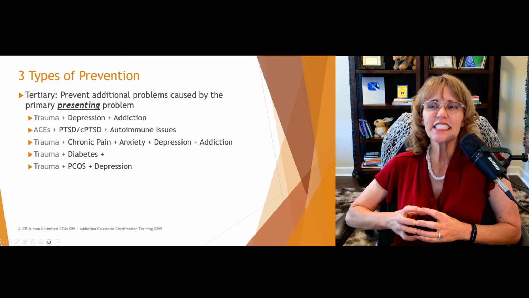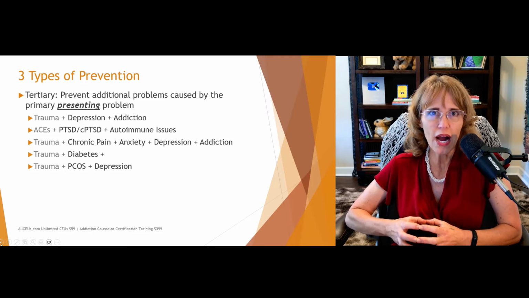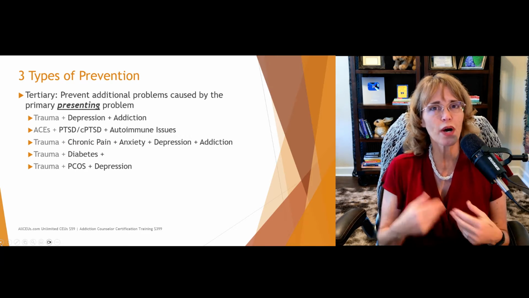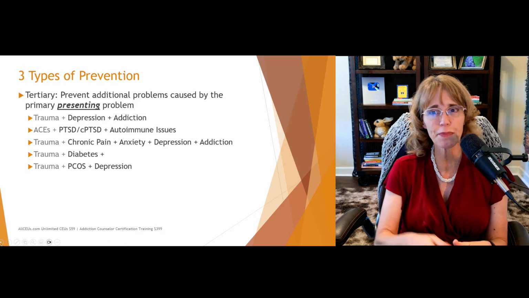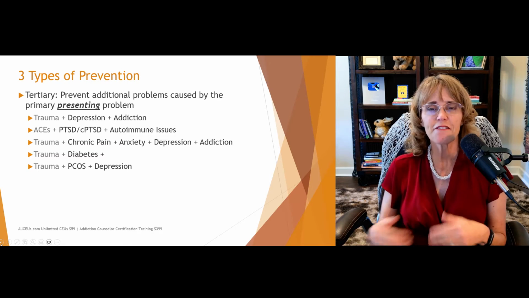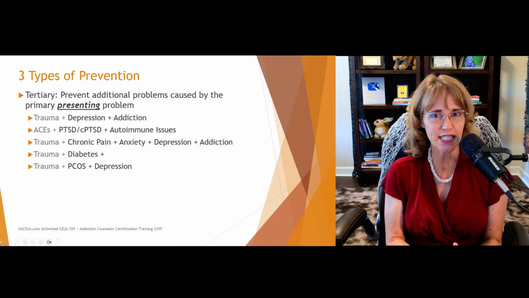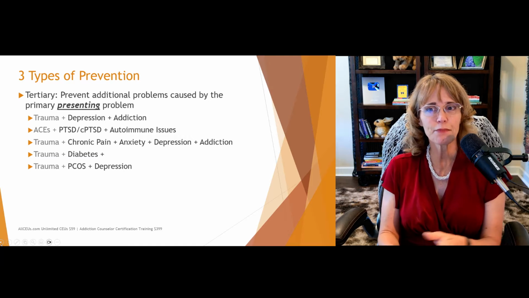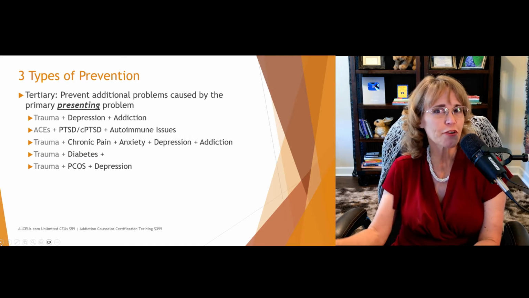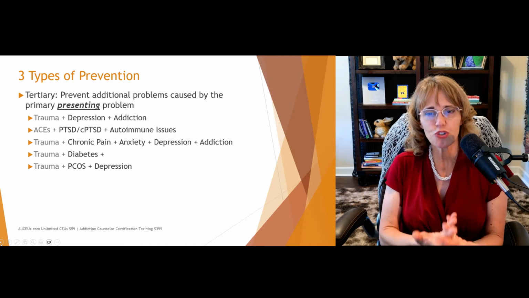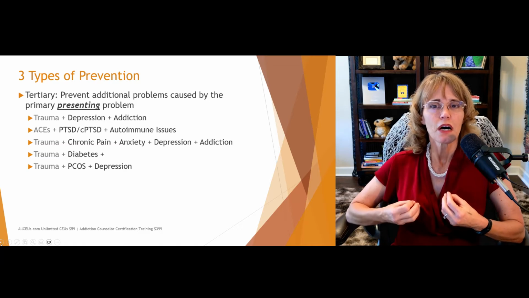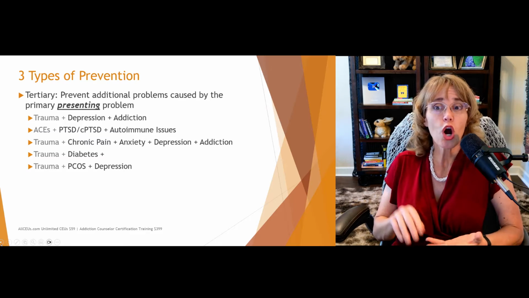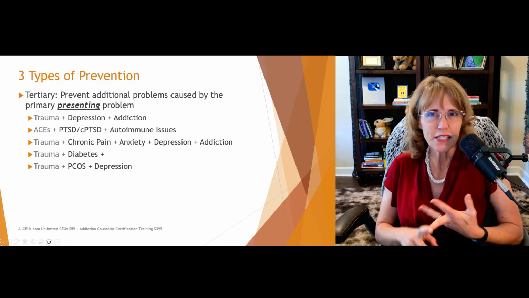Tertiary prevention prevents additional problems caused by the primary problem. So if somebody has trauma, we want to help prevent them from also developing depression and addiction. If somebody has adverse childhood experiences, we want to help them cope with that and prevent them from developing PTSD or autoimmune issues. If somebody has trauma, we want to help them cope with that, for example, so they don't develop chronic pain conditions or diabetes or PCOS.